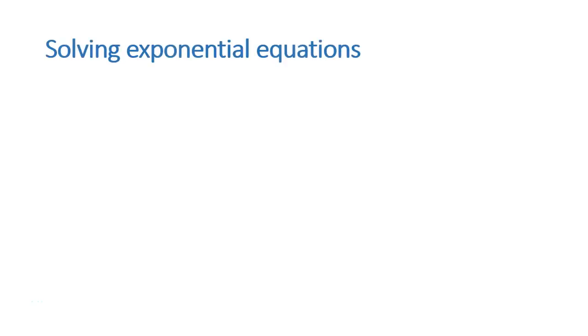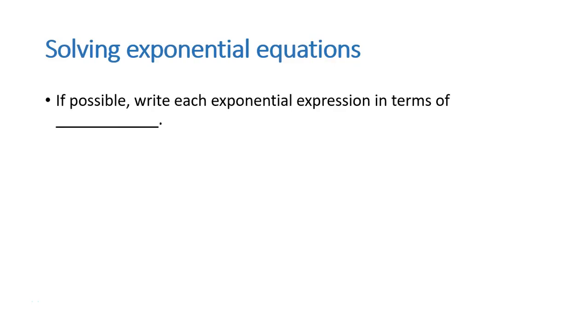We're going to start with exponential equations. In our most basic case, if possible, we write each exponential expression in terms of the same base. So in other words, on each side of the equation, we try to write an exponential expression that's written in terms of the same base. So we know that if a to the x is equal to a to the y, then if all other things are the same in our equation, then x and y have to be equal.